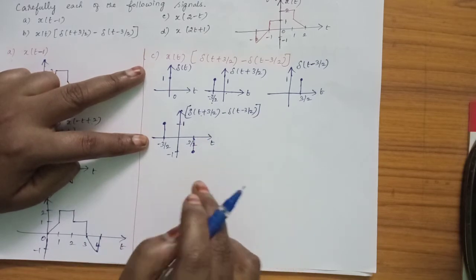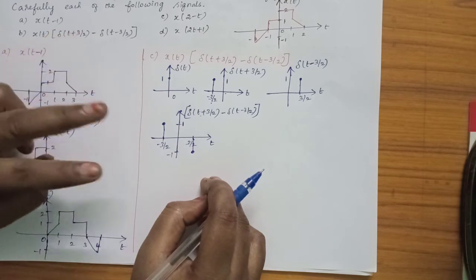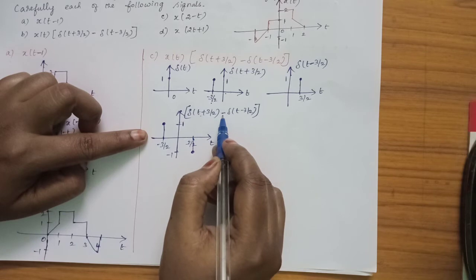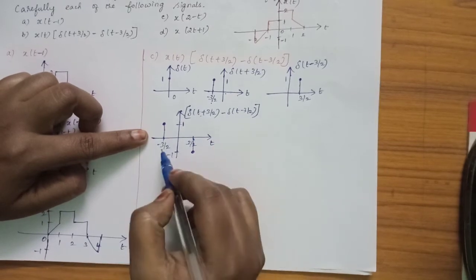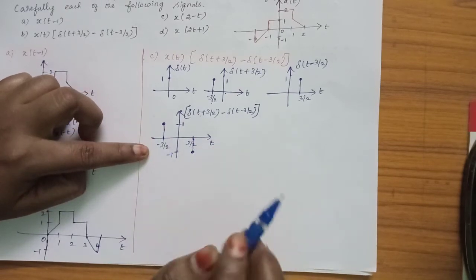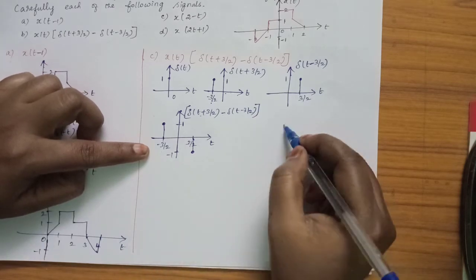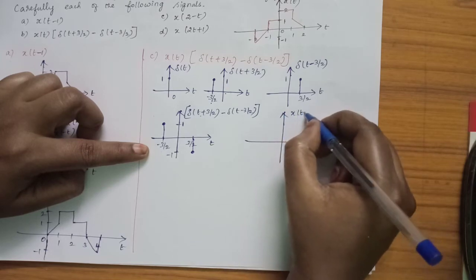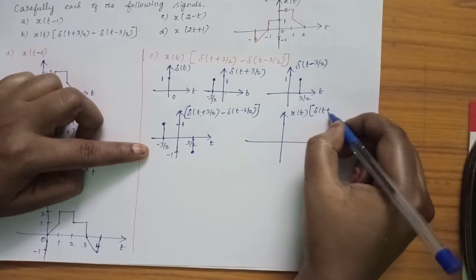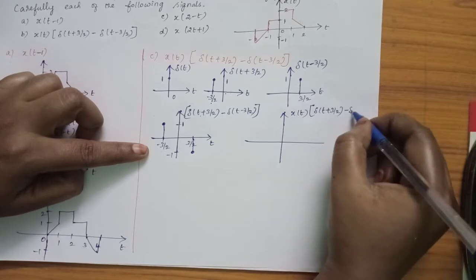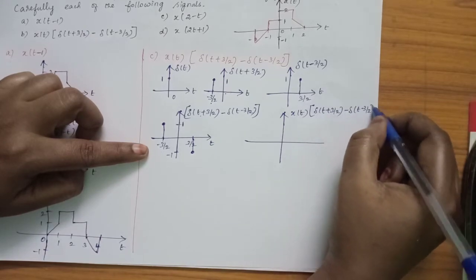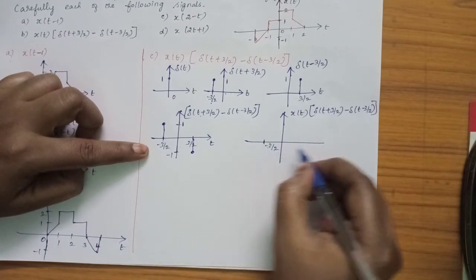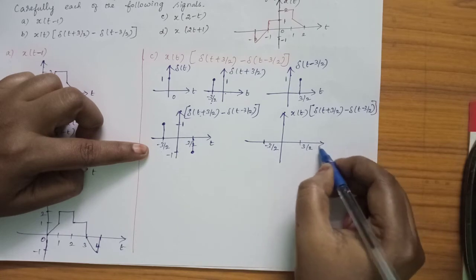So it is enough if we multiply the amplitudes of x of t and del of t plus 3 by 2 minus del of t minus 3 by 2 at t equal to minus 3 by 2 and t equal to plus 3 by 2. Okay, this is x of t into del of t plus 3 by 2 minus del of t minus 3 by 2, at minus 3 by 2 and at plus 3 by 2.